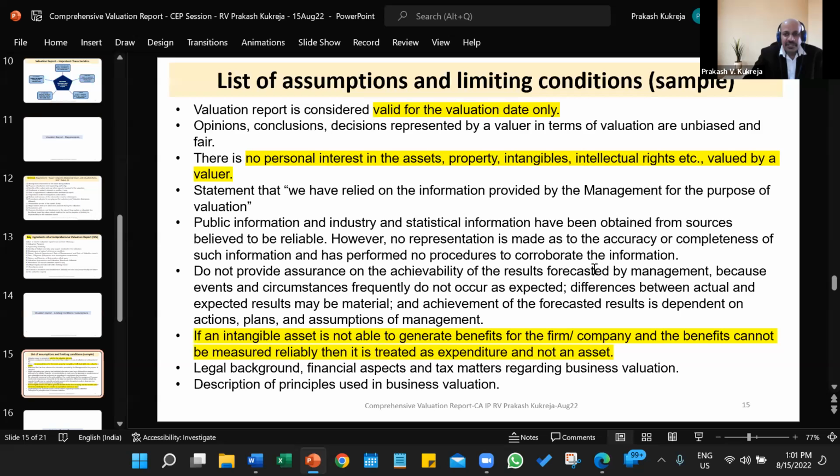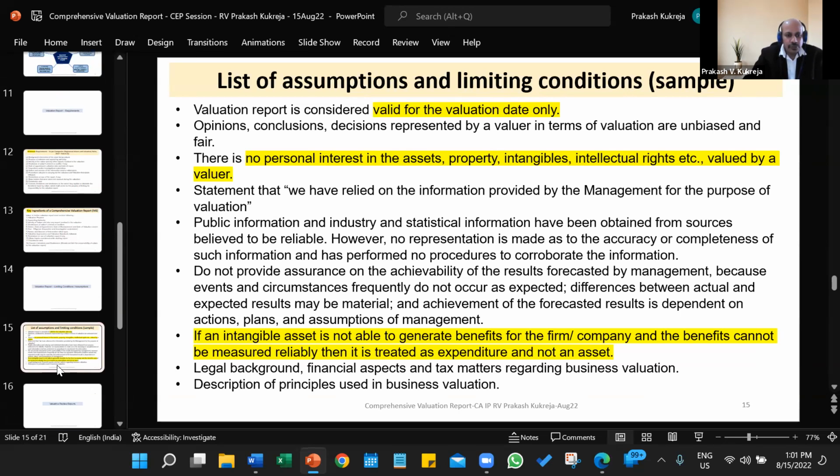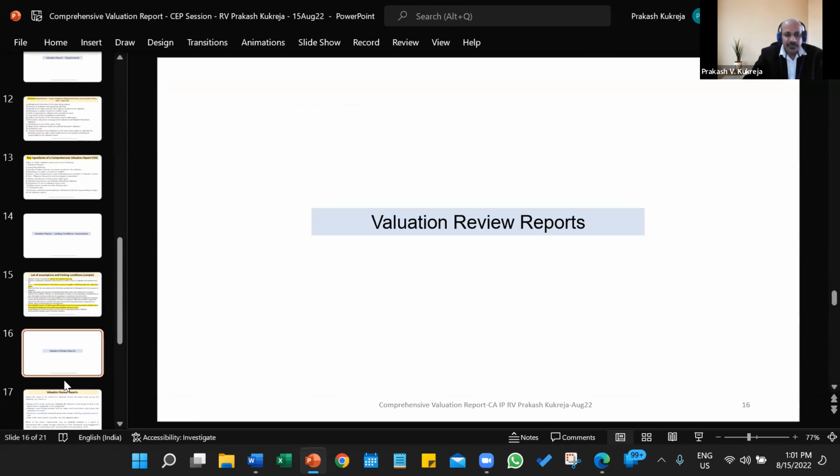Then limiting conditions, I think we have discussed in detail. But this is some kind of a sample which we discussed when we were looking at the first report, that how should you put those caveats, limitations, and assumptions. So you can refer to this also. Then quickly, valuation review report. As we all know, there are 3 types of assignments. One could be more of a calculation. Second could be a detailed report, and third could be where you're doing a review of a valuation.